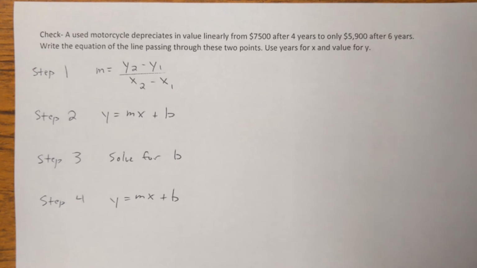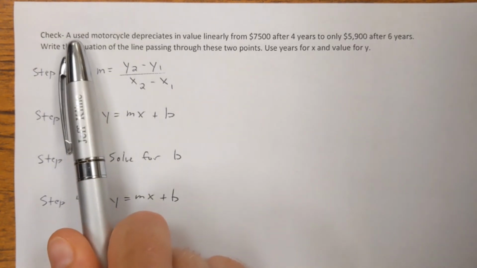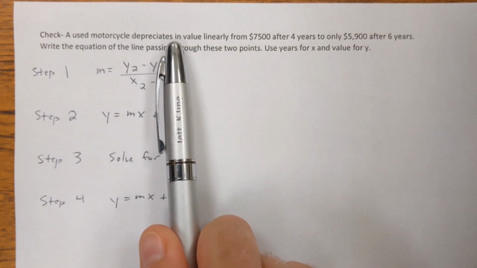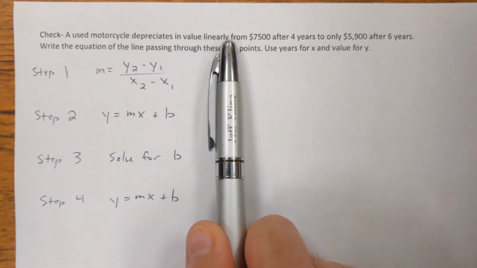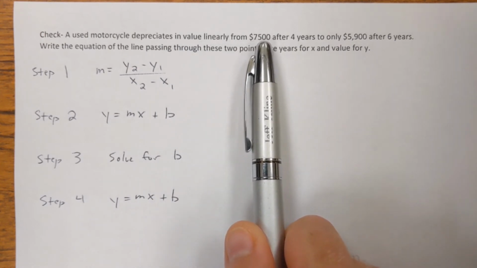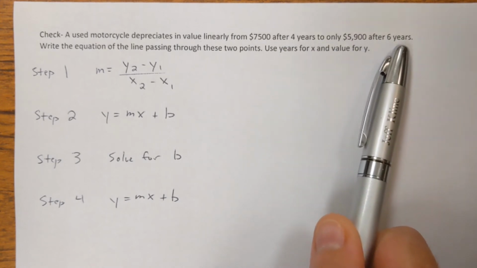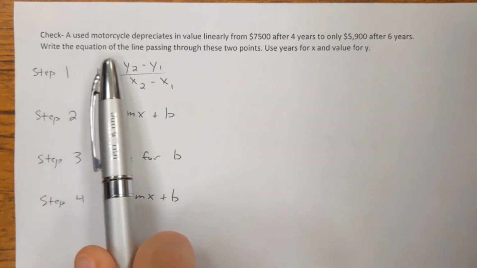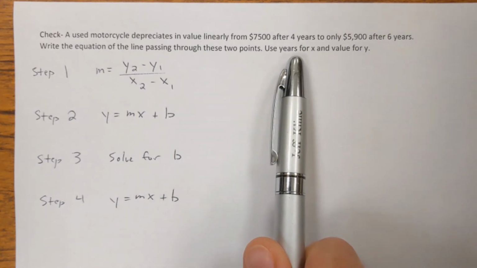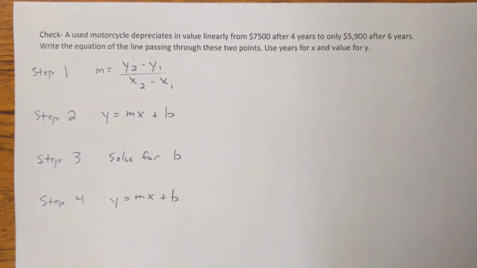So I'd like you to try on your own now. Here is a check problem. It's a word problem. A used motorcycle depreciates in value linearly from $7,500 after 4 years to only $5,900 after 6 years. Write the equation of the line passing through these 2 points. Use years for x and value for y.